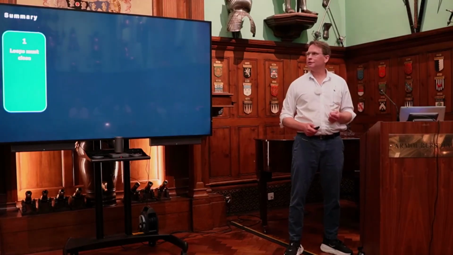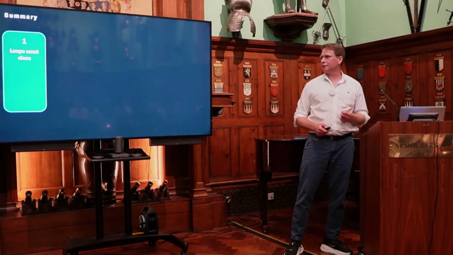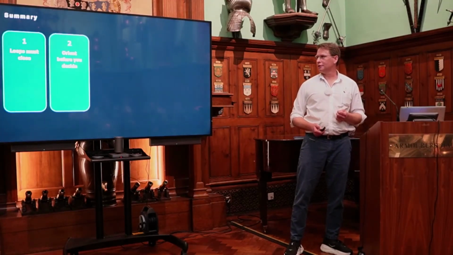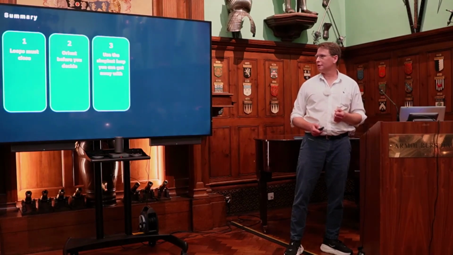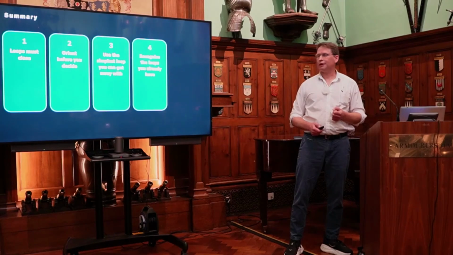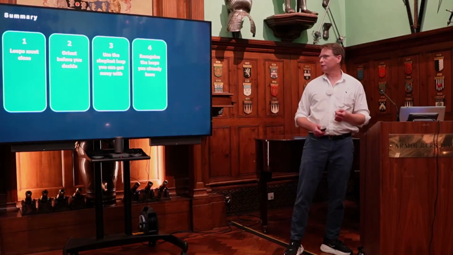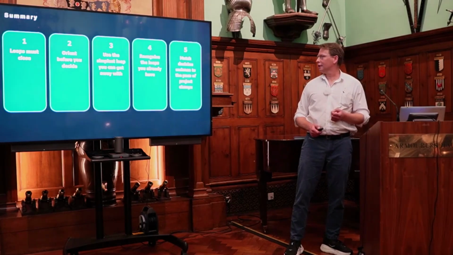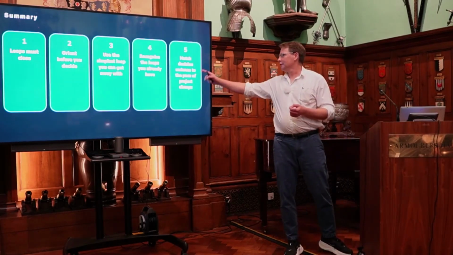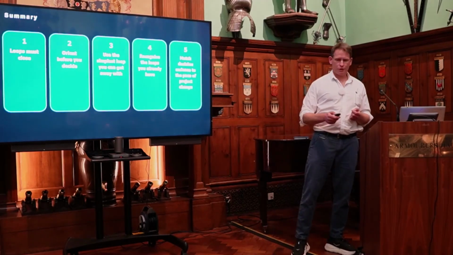So 5 things. Loops must close. Orientate before you decide. Use the simplest loop you can get away with. Recognize the loops that you already have within your teams and stakeholders, and reuse them where you can. And this is a key one: match the decision cadence to the pace of project change.